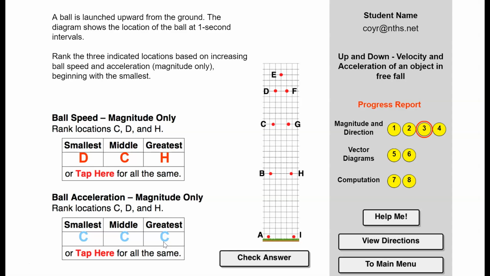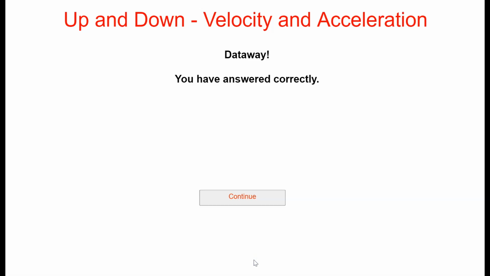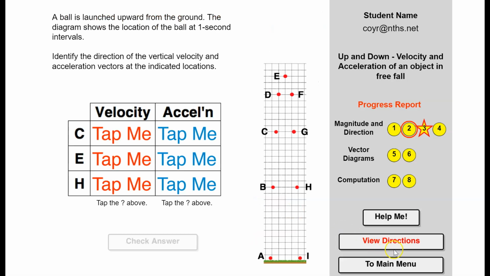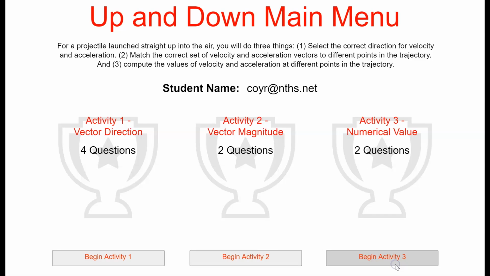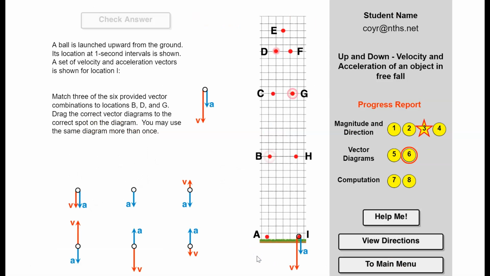The acceleration is the same. So I'm going to tap there for all the same. Same. And there we go. We got them right. Yay. So let's go back to the beginning. We'll do another one of the second set. Okay, so here we go.